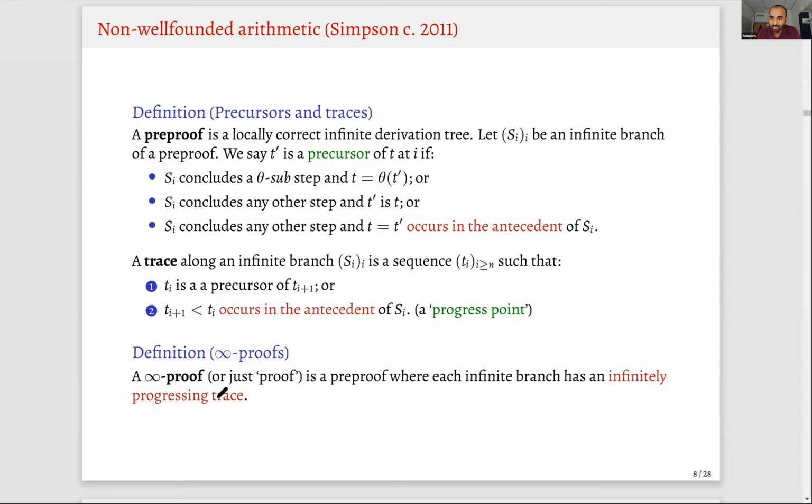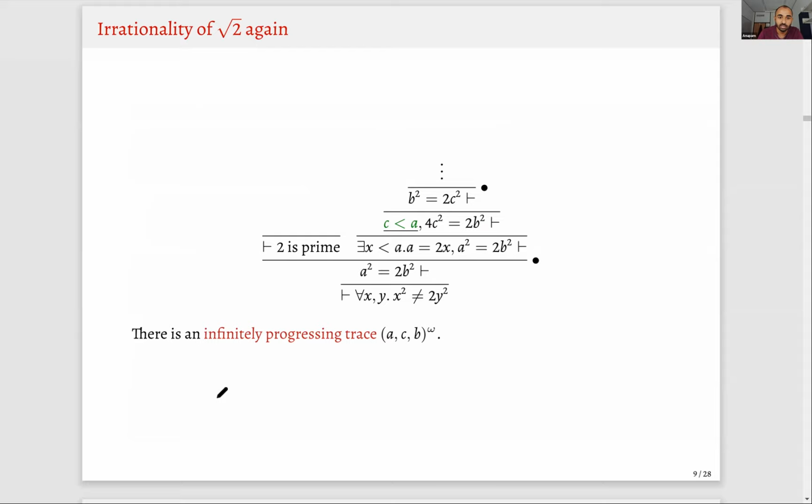But let's just see the definition in action, because I think that will be more illustrative than the definition in text. So let's just go back to the previous example that I showed right at the beginning of the talk. So this is a sort of formal slash informal proof, but it's enough to see the trace condition in action. So if you see here, we have exactly one infinite branch in this pre-proof. It's the one that loops on this bullet, keeps going around. And this infinite branch indeed has a progressing trace. So the trace starts with a term, and it's gonna start with this term here, the a squared, not that term. It's actually just going to be a, not a squared.